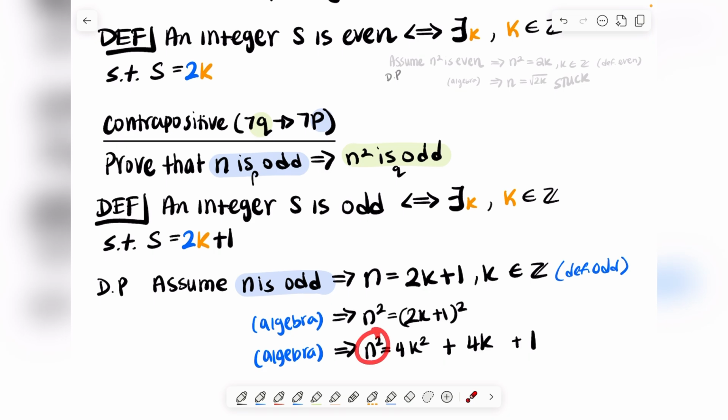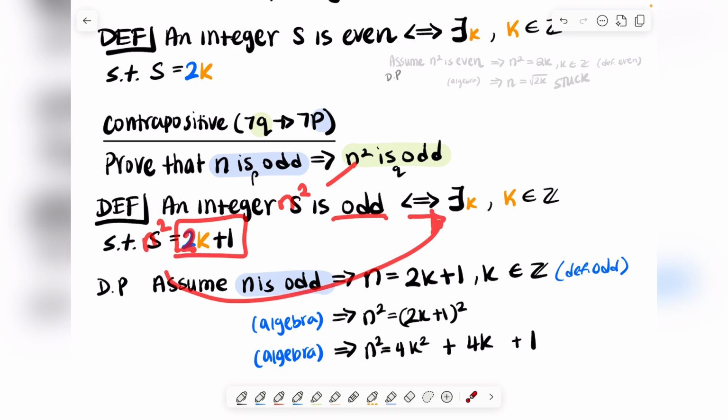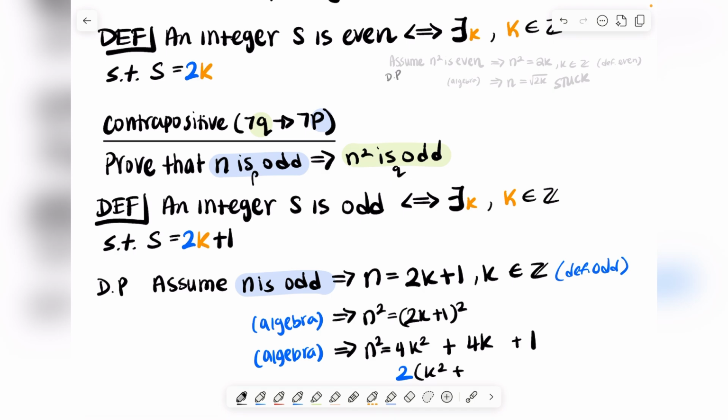But again, I want to say that N squared is odd. So if N squared is odd, then N squared should be in this form. So I need to somehow get a 2 out here. And what I notice is that I have 4's here, so I can factor out a 2, and I'm left with k squared plus k.